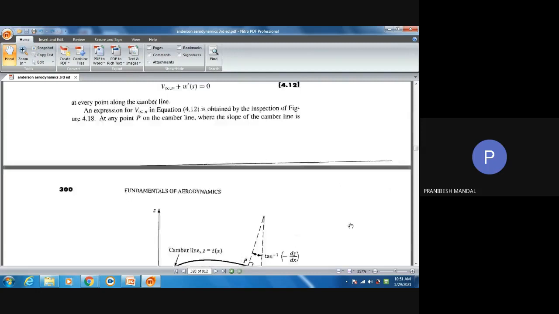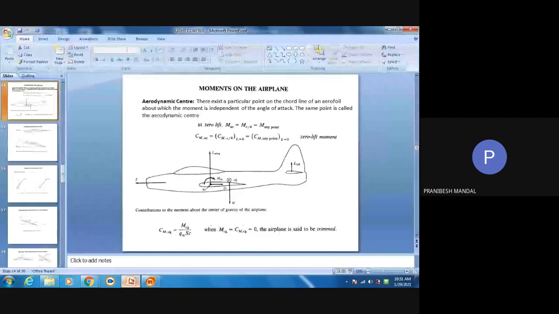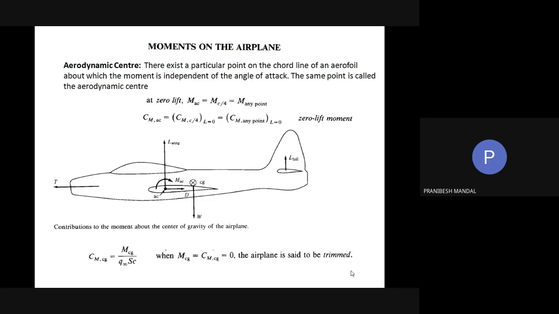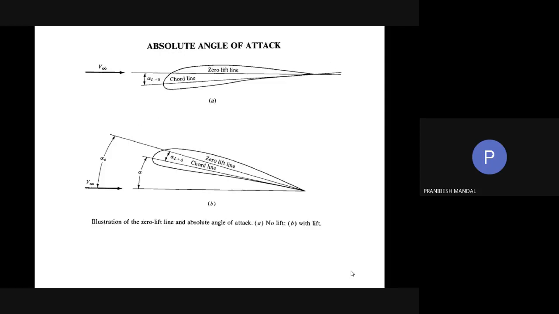That is always negative, but what you require is CM0 to be positive, right? Yes, sir. Now CM0 has only two contributors and one of them is by default negative. So that is great.